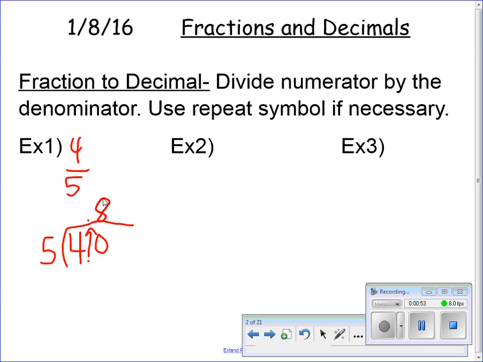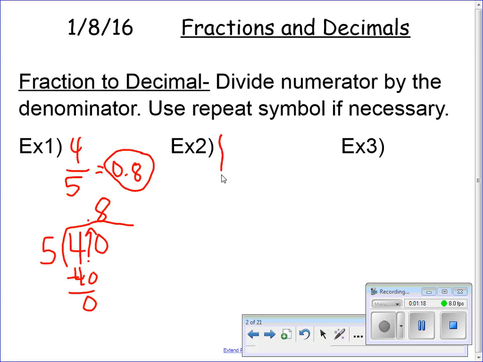And we know that that's 8 because 8 times 5 is 40. And when we subtract, we get a 0 as a remainder. So 4/5 is equivalent to 8/10, or 80/100ths, or 800/1000ths. Those all mean the same thing. Okay, let's take a look at another example.